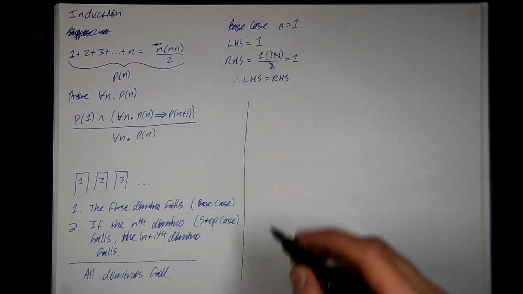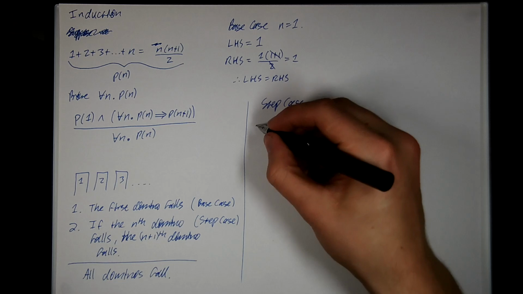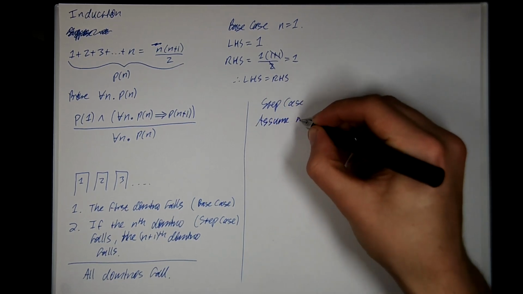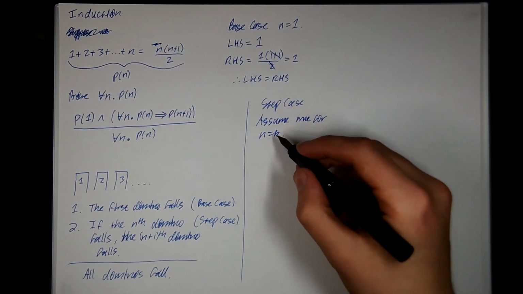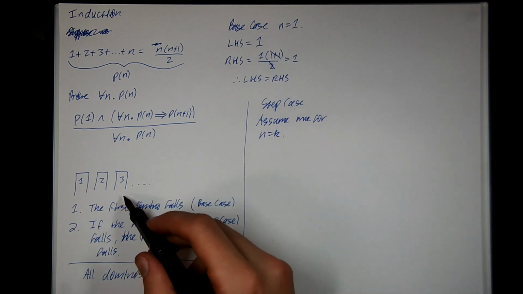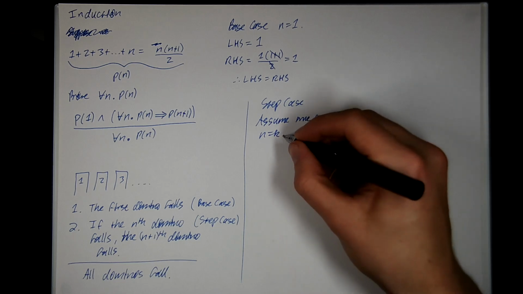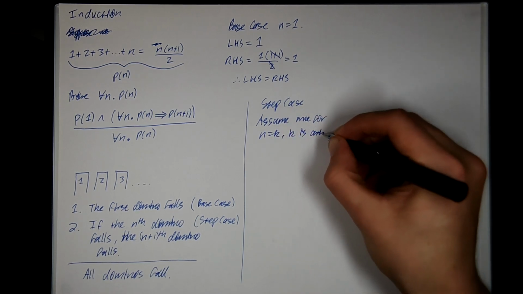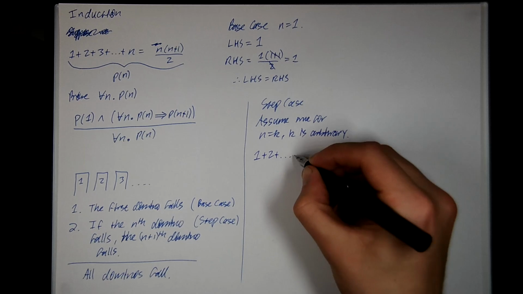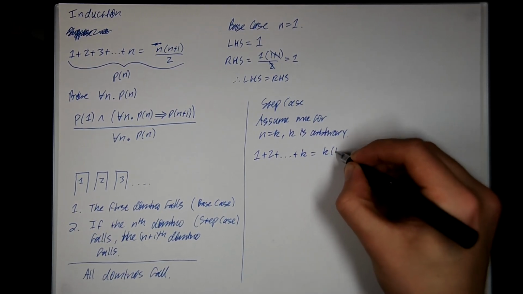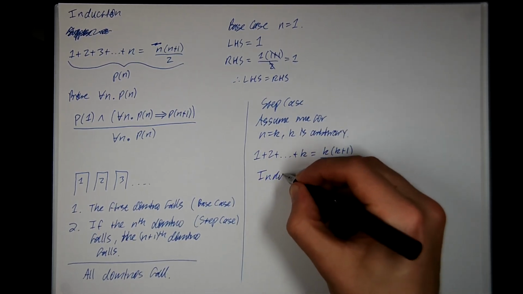Okay? For the step case, we assume the formula is true for some value k. So assume true for n equals k. And you can't make any assumptions about k. K is going to be arbitrary, because I want to show that if any domino falls, it takes its neighbor with it. So assume true for n equals k, where k is arbitrary. What is it I'm assuming? I'm assuming that 1 plus 2 plus blah blah blah plus k is equal to k times k plus 1 on 2. This assumption is usually called the inductive hypothesis.